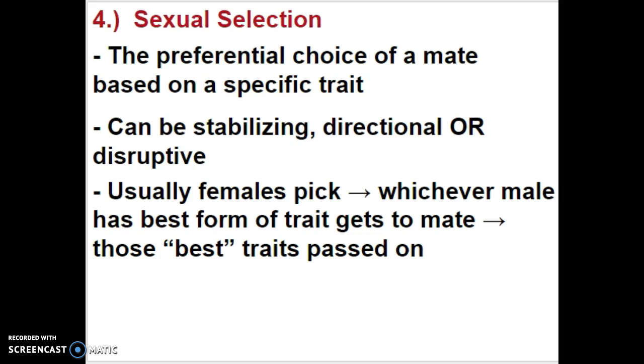Now, sexual selection is an interesting type of selection. It can be stabilizing, directional, or disruptive. It all depends on the preferential choice of a mate based on a specific trait. Usually in sexual selection, the females will pick. So whichever male has the best form of the trait, they get to mate, and those best traits then are passed on generation to generation.